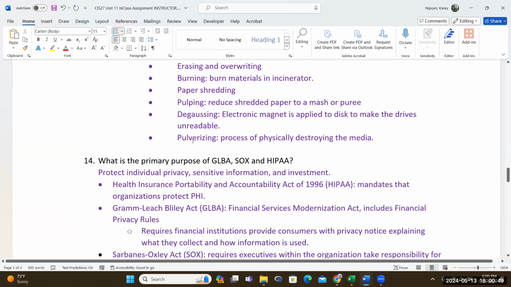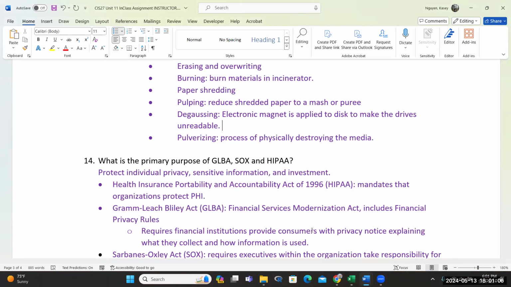Oh, I forgot to talk about degaussing. You can add that, but I think it's also in the notes. So with degaussing, they apply magnets to the drives, especially on the old HDD, hard disk drive. When it gets magnetized, the data is destroyed. That's more of the older way. It's called degaussing, and they have machines to do that. And then you have pulverizing, which is a way to physically destroy the media.